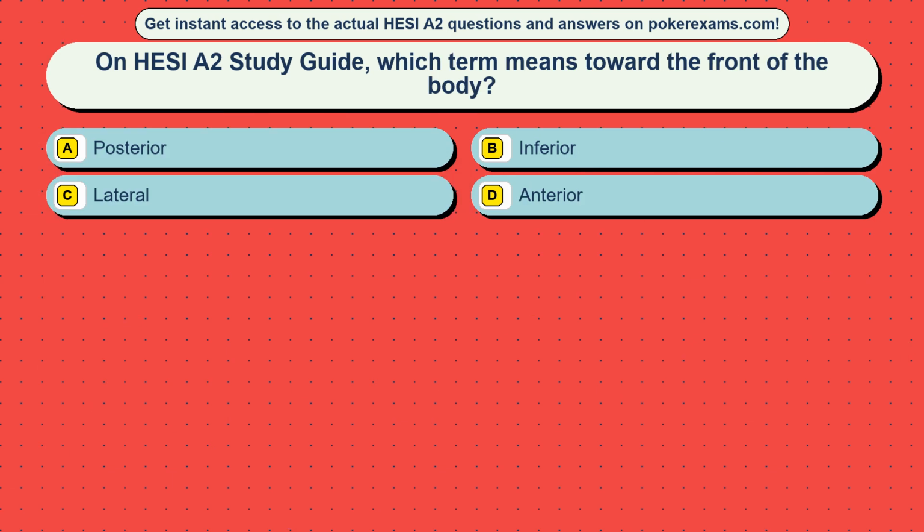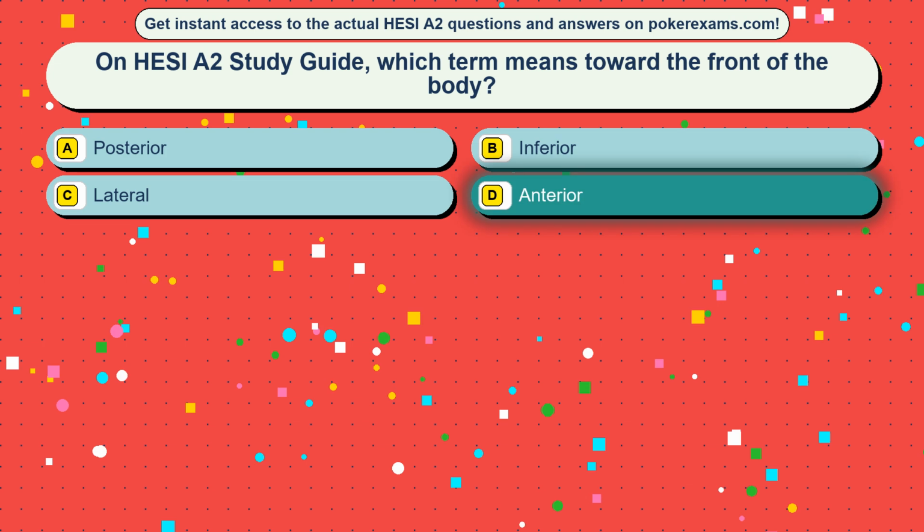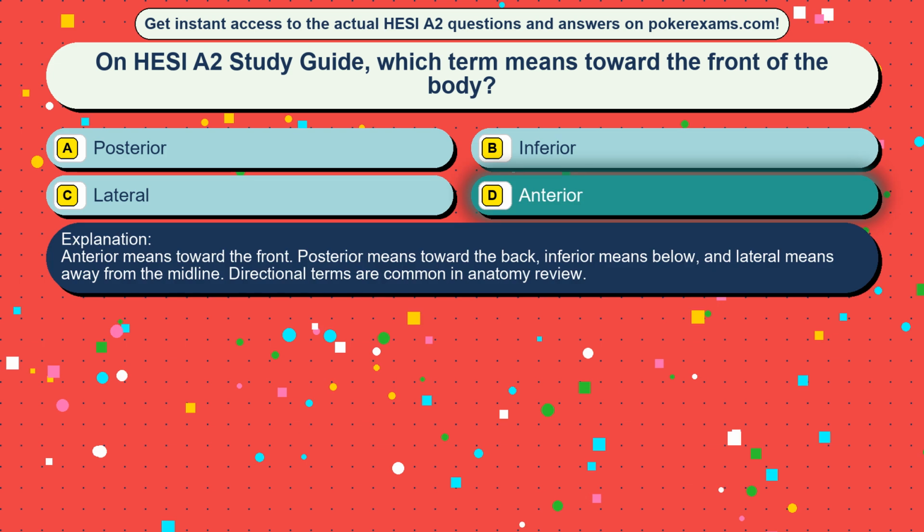Question 34. On HESI A2 Study Guide, which term means toward the front of the body? Option A, posterior, option B, inferior, option C, lateral, option D, anterior. The correct answer is option D, anterior. Anterior means toward the front, posterior means toward the back, inferior means below, and lateral means away from the midline. Directional terms are common in anatomy review.